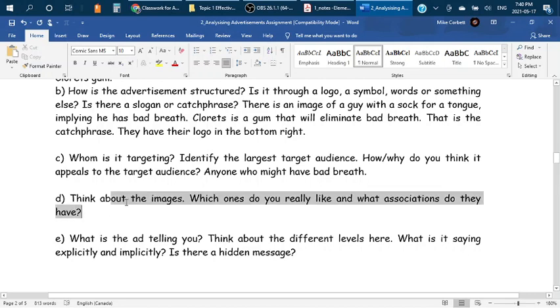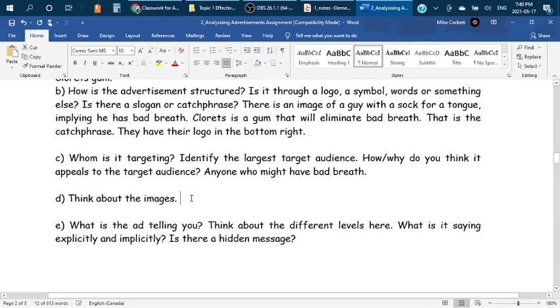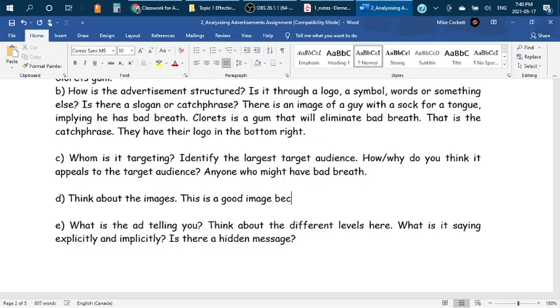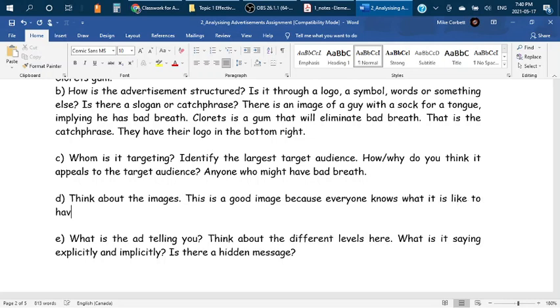So think about the image. What is it about this image? Do we like it? Is it a good image? I'm going to say this is a good image because everyone knows what it is like to have bad breath or to be talking to someone with bad breath.